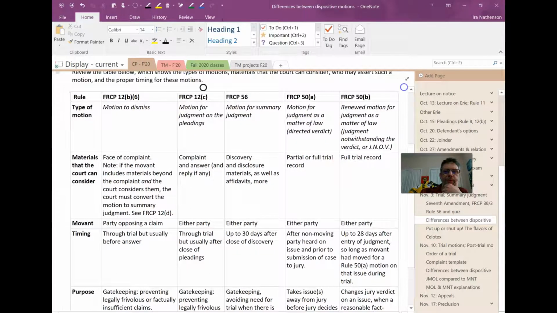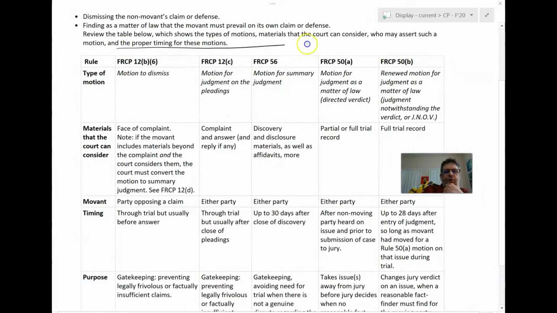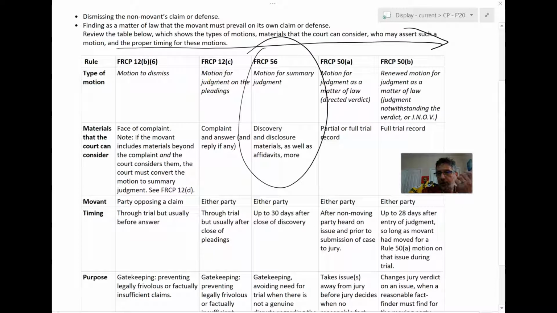That's going to be for a separate class. But suffice it now to know that in terms of time, these motions here are early and the 50B is much later, right? And the materials the court considers are expanding. So 12B6, just the complaint. 12C, all the pleadings after the close of the pleadings. Summary judgment, typically after discovery's been done.